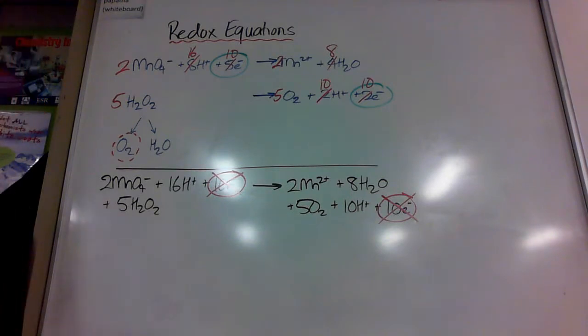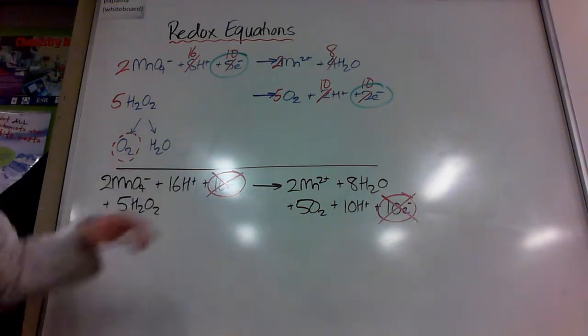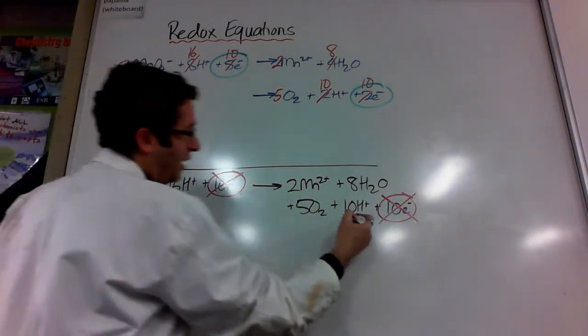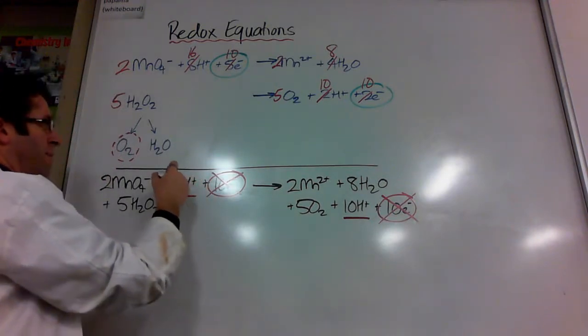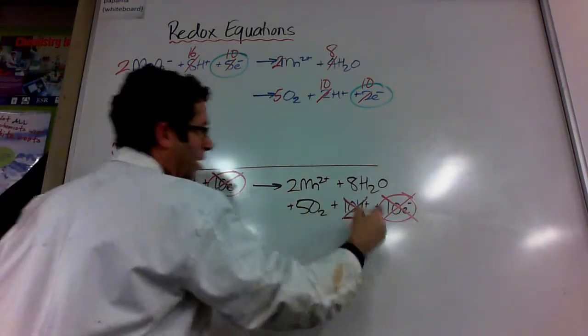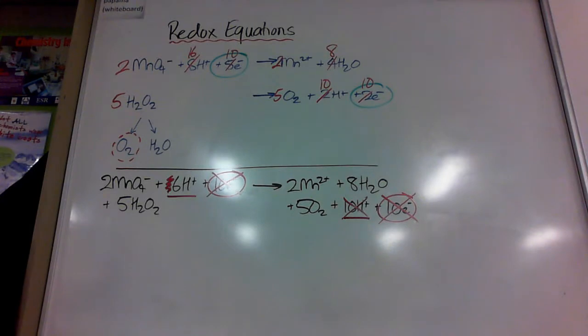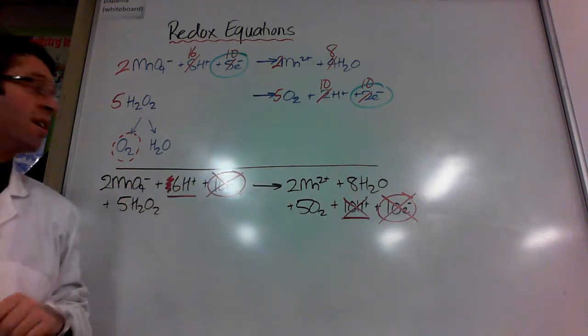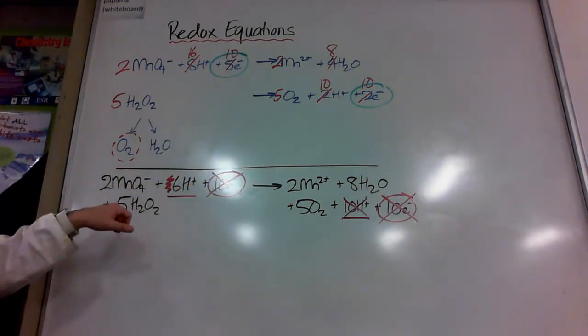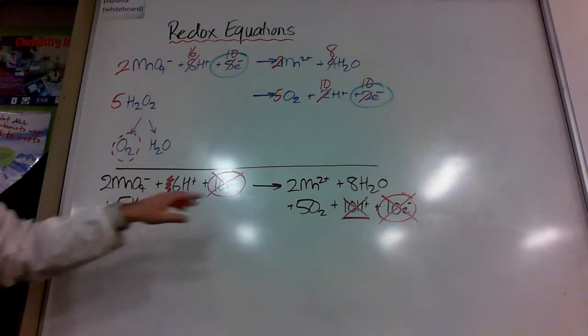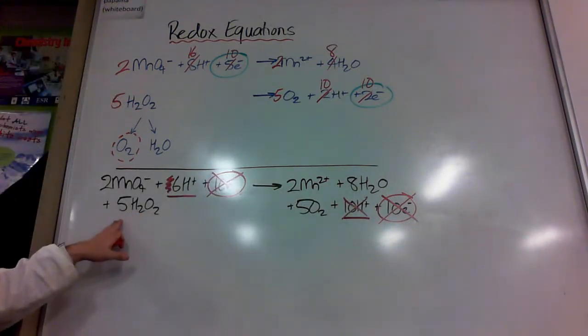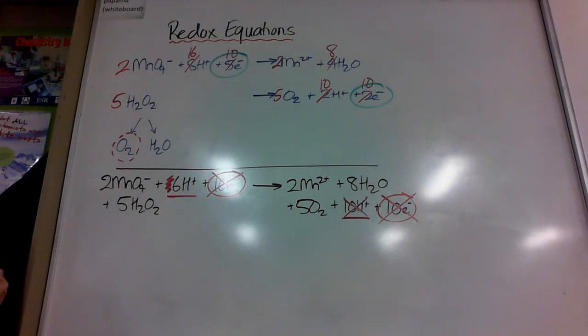16 H pluses here, 10 H pluses here. Well, that means I've got 6 H pluses on this side. So I'm minus 10 off both sides. I've got nothing else in common. H2O is not the same as H2O2, so I can't simplify that one anymore.